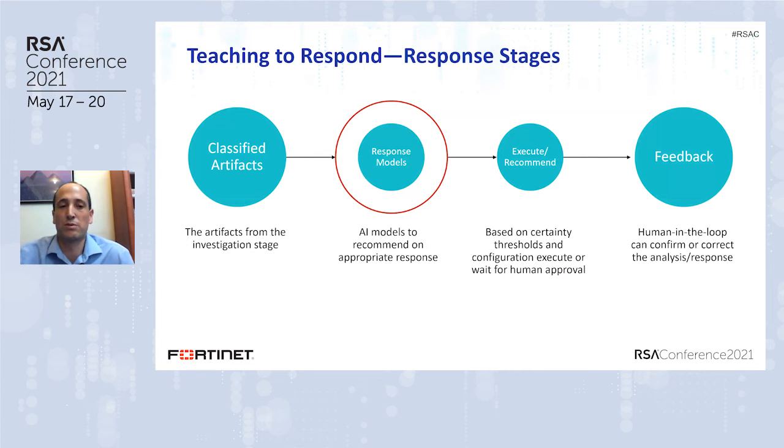So this is the process we have built. It's quite simple. We get the classified artifacts from the investigation and put them into the response model, which generates recommendations or actions that should be executed. Based on certainty thresholds, the machine will decide whether to execute them immediately or just recommend them to the analyst. Then the analyst can provide feedback to the machine by either approving or disapproving the actions and recommendations, which will enable learning of better models in the future.